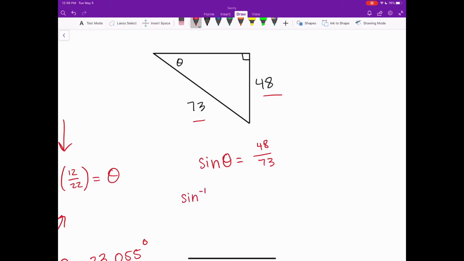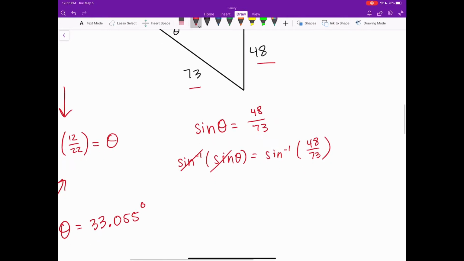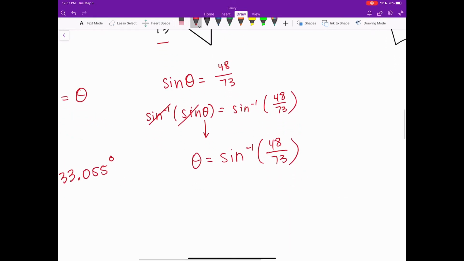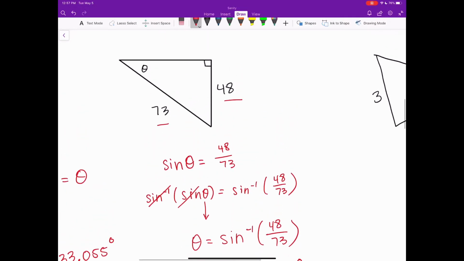So I'm going to say inverse sine of theta equals inverse sine of 48 over 73. And again, since we took the inverse of that sine function, it's just going to cancel it out, and we're just going to be left with that theta. So theta equals sine inverse of 48 over 73. All right, and then that's something I can type into my calculator, make sure it's in degree mode again, and you're going to get a theta of 41.11209 degrees. All right, so that means that this angle right here is about 41 degrees.